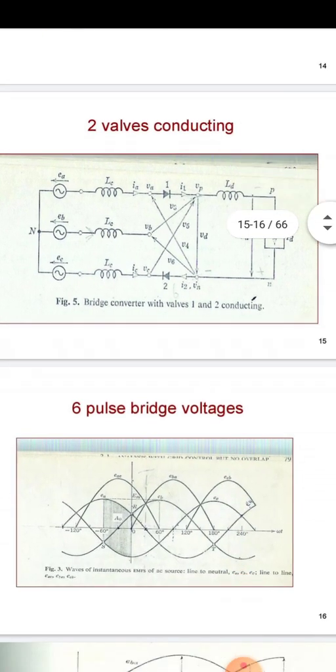Next is the 6 pulse bridge voltage. This 6 pulse bridge voltage has some similarity to the 6 pulse converter voltages. Only one point is different from the 6 pulse voltages, that is the anti-parallel diodes connected across each SCR. So this is the only difference from the 6 pulse voltage.